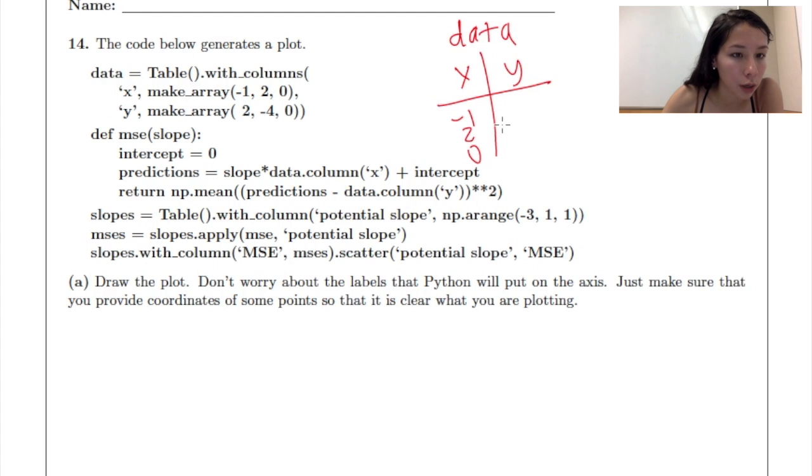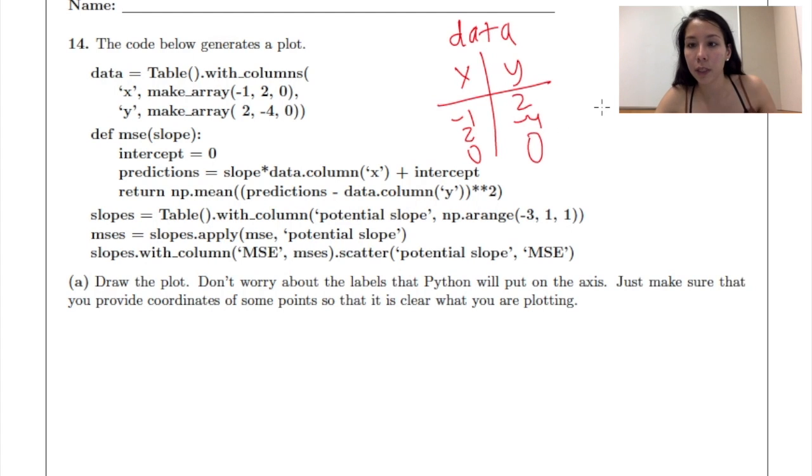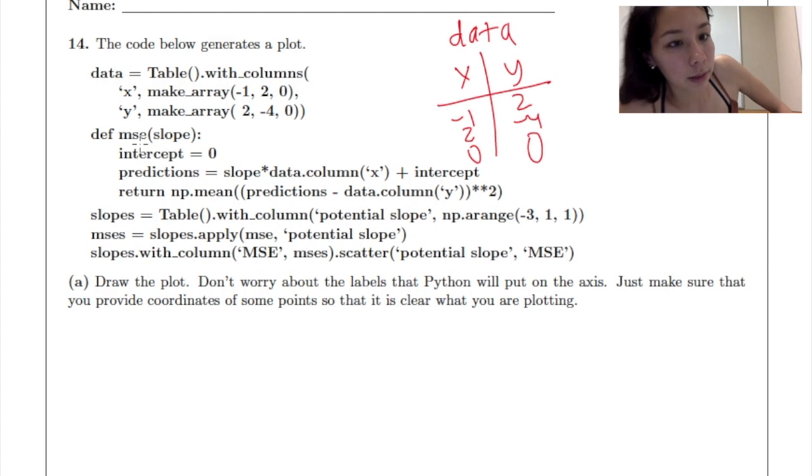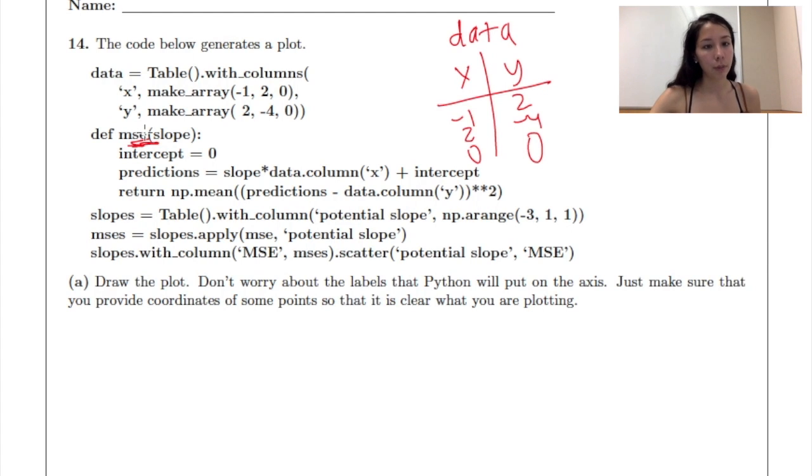And then we have this function called MSE, which we can assume is mean squared error, and it takes in this argument slope. It sets intercept equal to 0. It computes predictions, which is slope times data column x plus intercept, and then it returns the mean of predictions minus data column y, squared. So we've seen something like this before. It's basically just going to be finding the mean squared error. And yeah, that's pretty familiar, not too difficult to figure out.